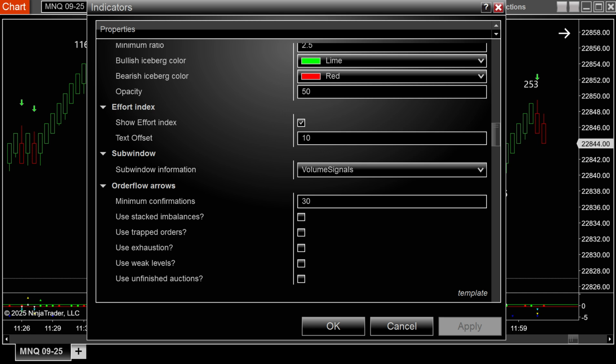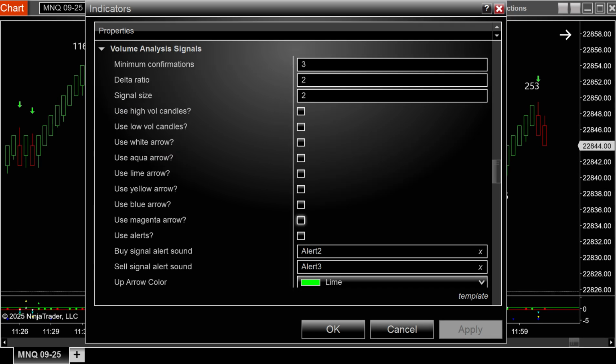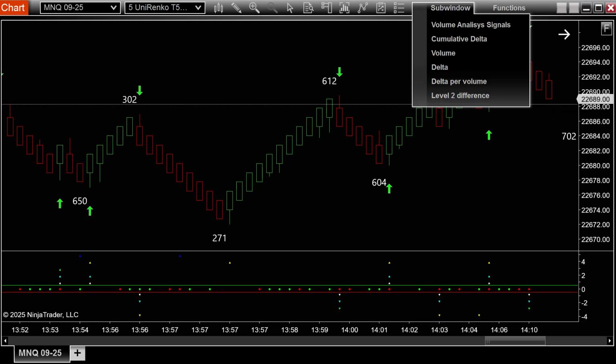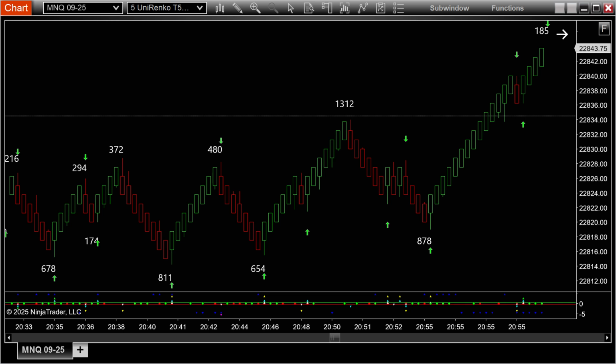For this strategy, I will enable the force index, set the order flow arrows minimum confirmations to any value above 10, as I don't need them right now, and set the minimum confirmations of the volume analysis signals to 3. I don't need any other functions of the indicator, so if anything else is enabled, you can disable them from the functions menu. Also, I don't need anything in the subwindow, but if you wish, you can select anything from the available subwindow types. Now, let's talk about the strategy itself.